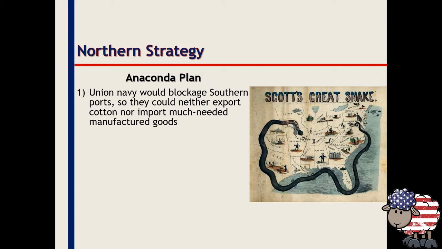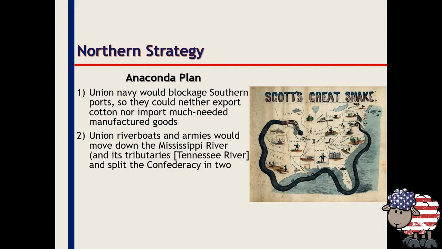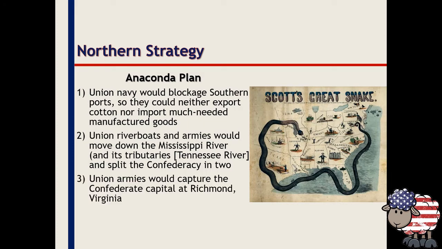Now, the plan was threefold. First, the Union Navy would block southern ports like Charleston and Mobile, so that they could no longer export cotton nor get in the imported manufactured goods they needed to survive. Second, riverboats and armies would go up and down the Mississippi and its tributaries to split the Confederacy in two. And third, the Union armies would capture the Confederate capital at Richmond, Virginia.